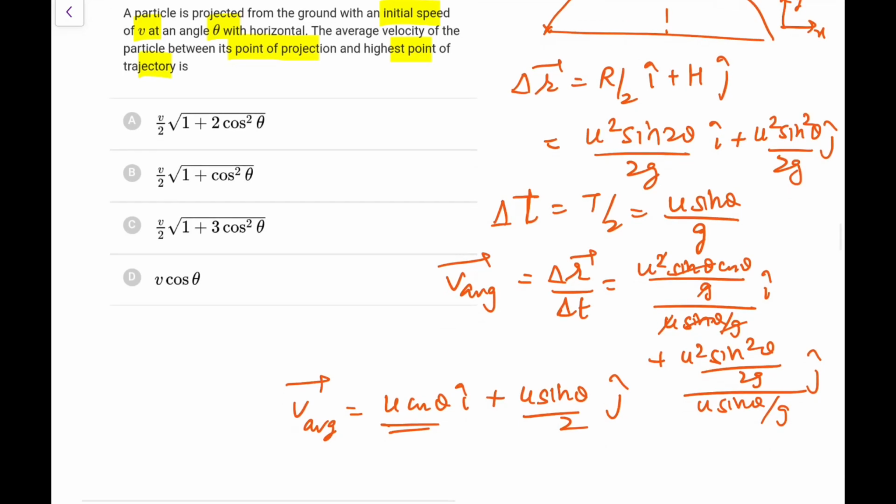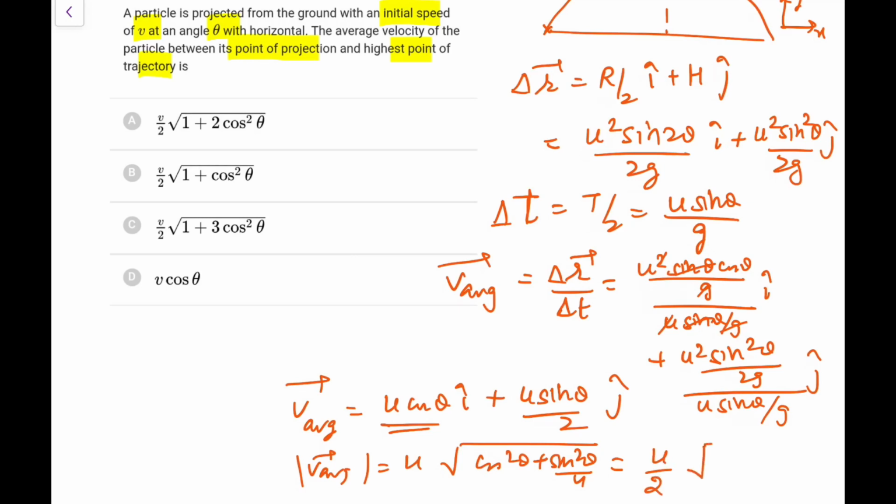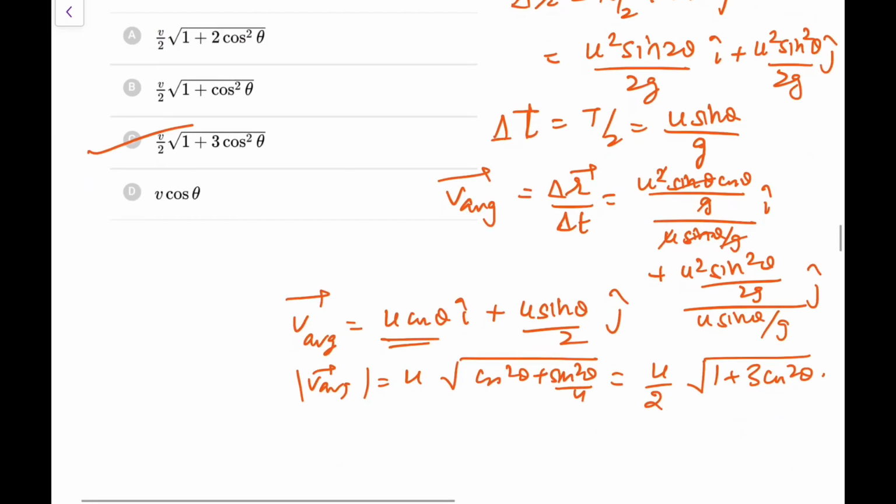No issues. So the average velocity's magnitude will now come out to be u common. It would be cos square plus sine square theta by 4. So if I do this, this would be, let's say, u by 2, I take common. This will come out as 4 cos square theta plus sine square theta. So that would be under root 1 plus 3 cos square theta, I can directly write. So go for option C. We should have directly gone for it. I have done it in a longer way.